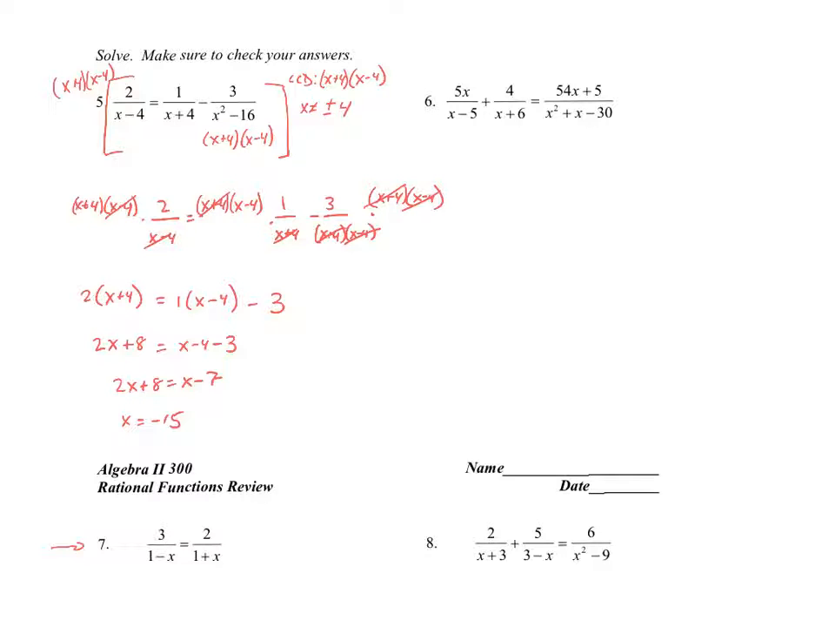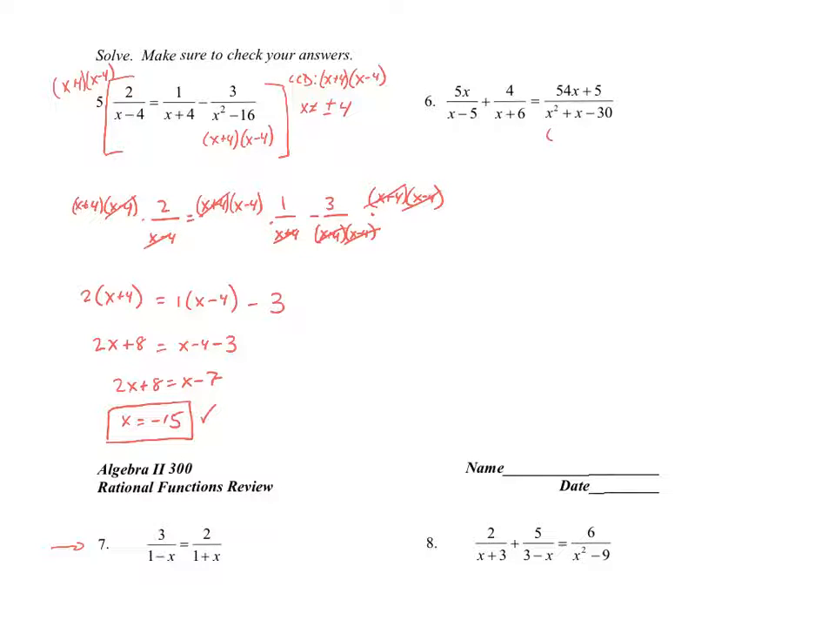Now, that is not one of the restricted values. Okay, so seemingly it's a good answer. What we're going to do is take that back to the original problem, plug it in, and check our work, and we find that x equals negative 15 does work. So that's our solution.